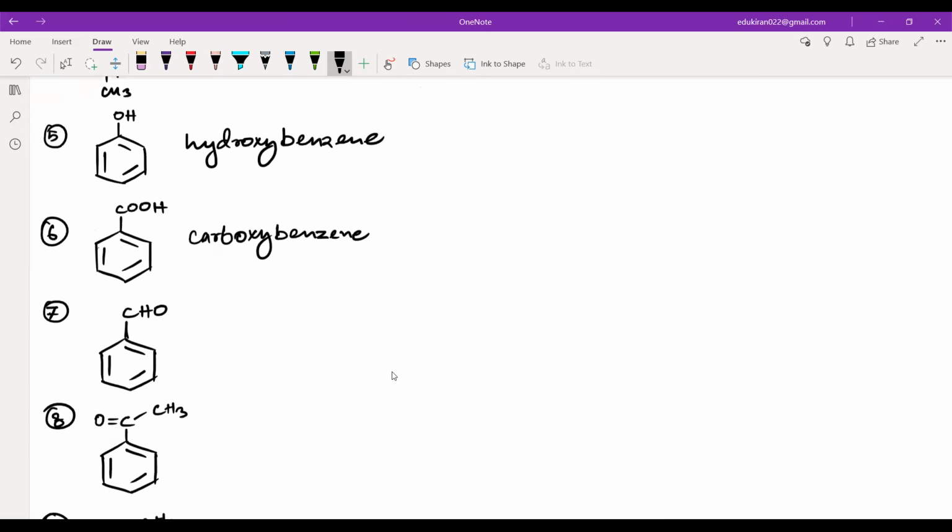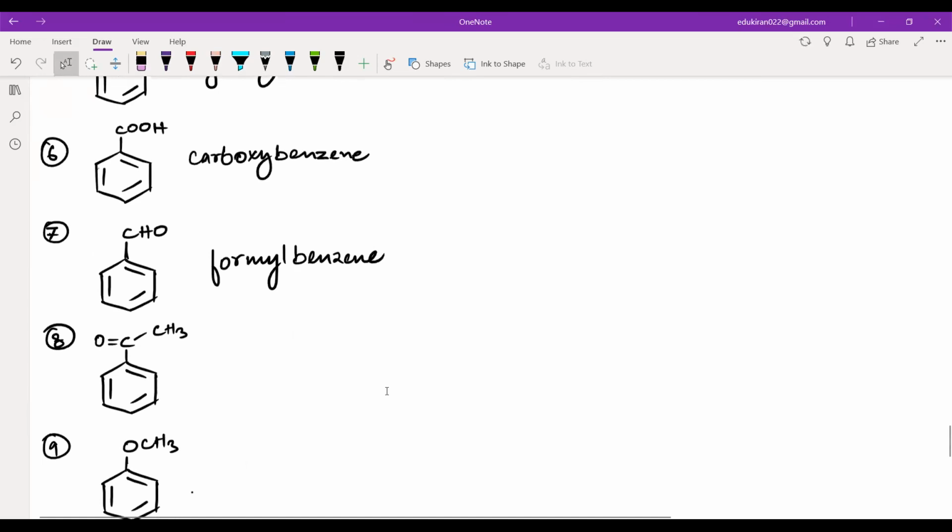We have benzaldehyde, right? So benzaldehyde, what is the name for CHO? Oxy or formyl? Yes, this will be formyl benzene. Now this is going to be a bit different, because here we have 2 carbons and here we have a benzene group. So how are we going to name this substituent here?